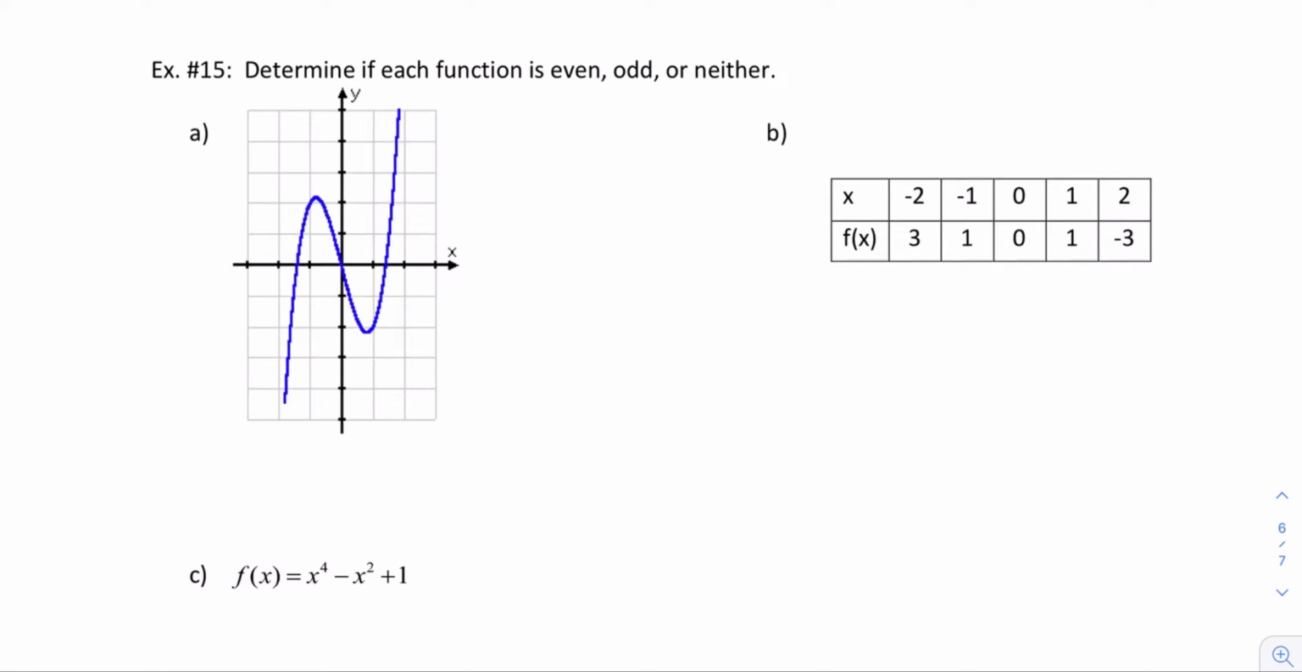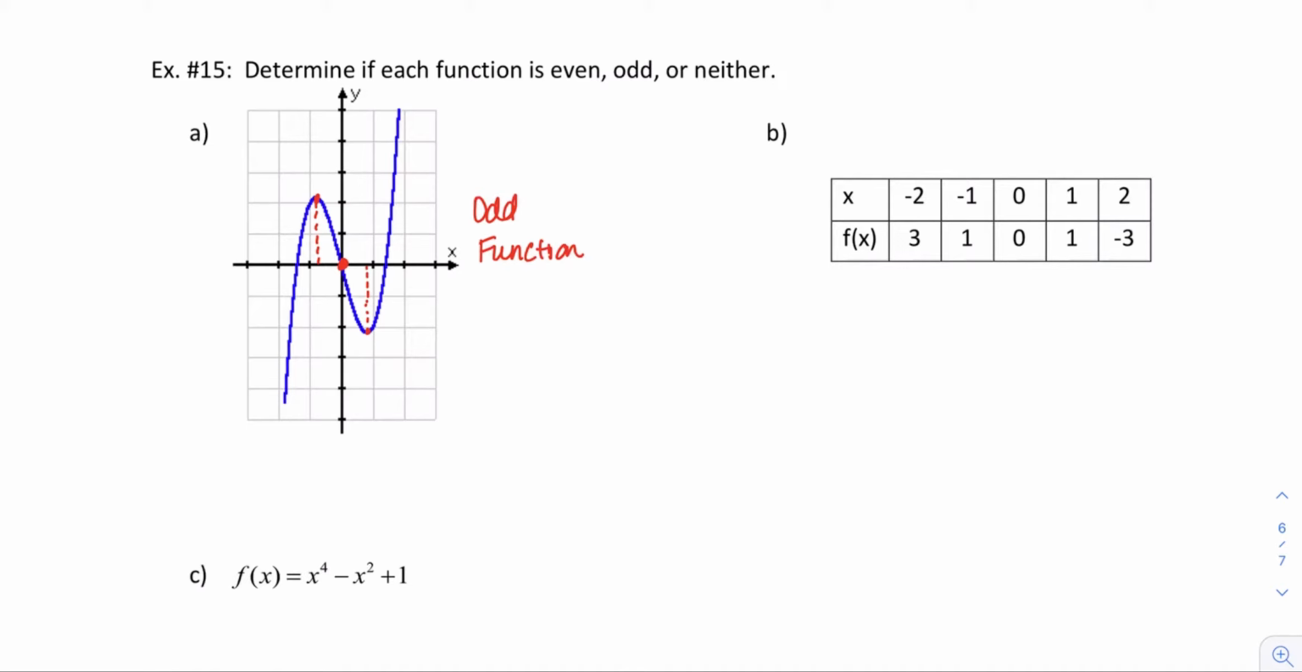Even, odd, or neither. To determine this, we want to take a look at the symmetry. One of the first things that we notice is that this graph does go through the origin. And if we look at some points that are opposite in x value, notice that they are also opposite in y value. So we're seeing symmetry about the origin here. As you move the same distance left and right from the origin, those output values are going to be opposites. So this is an example of an odd function.